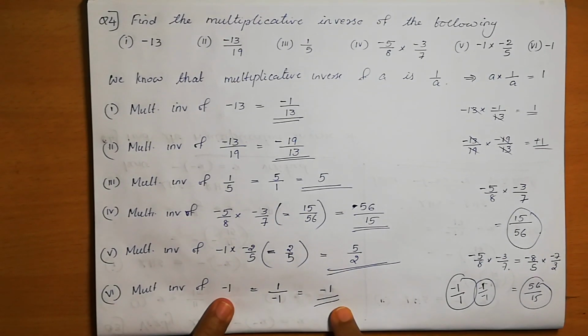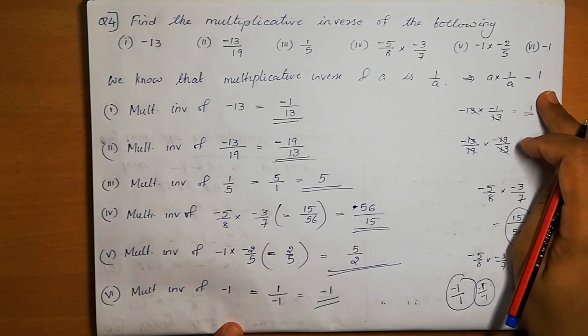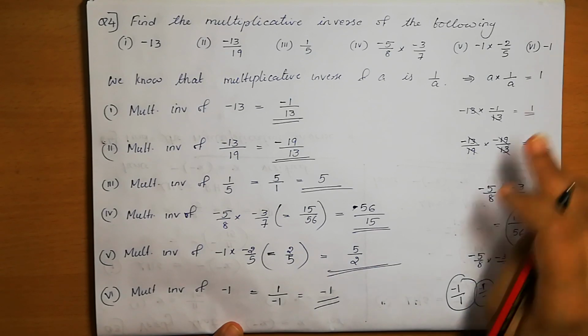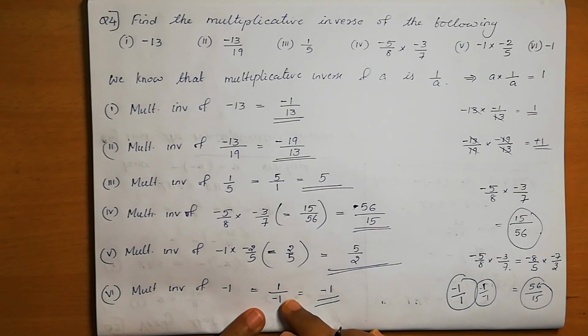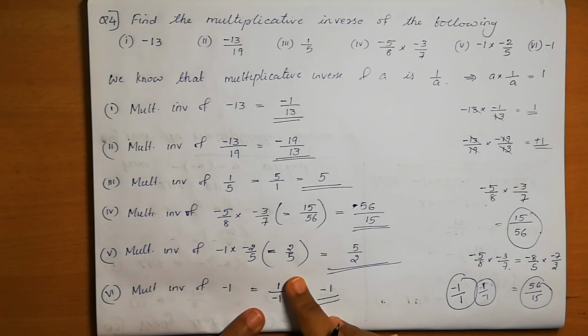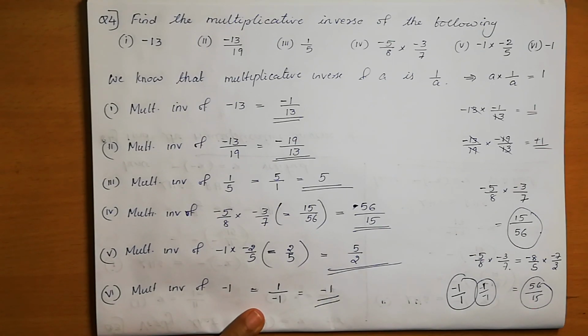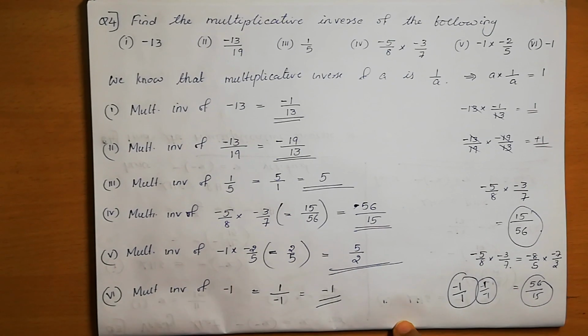So minus 1 into minus 1 is plus 1. That is the multiplicative inverse product answer. Correct. So 1 by minus 1, that means standard form means we will write the minus in the numerator. Correct. This is the answer.